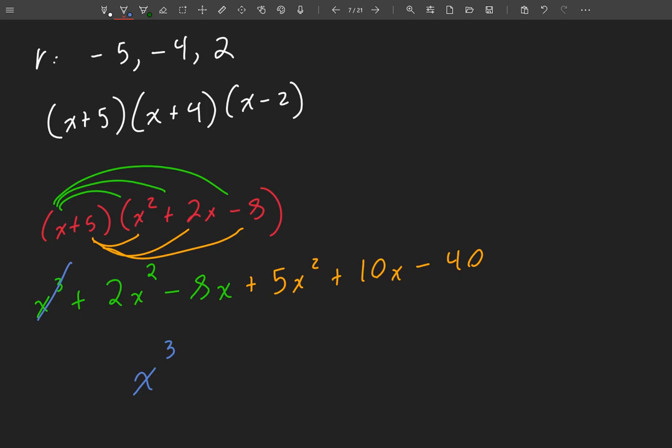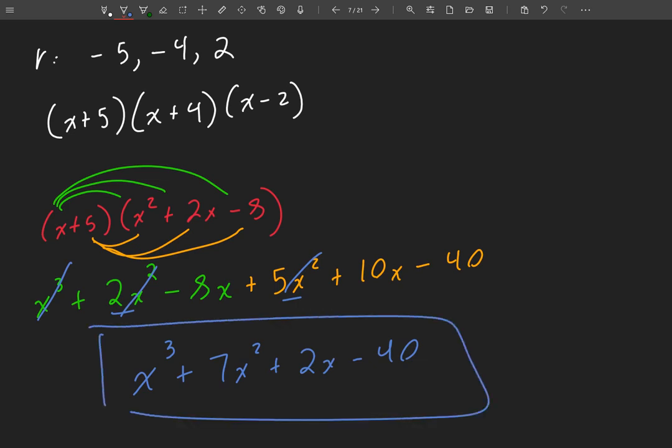All right, how many x squareds do I have? Well, there are 2 terms, this one and this one. I have 2x squared and 5x squared. That gives me a total of 7x squared. I'm going to cross them out because I've used them. Now let's look at the x's. I have -8x and a positive 10x. That gives me a positive 2x and then minus 40. And now I have placed my polynomial into standard form. Notice the degree is in fact 3 because I had 3 pieces to begin with and 3 roots. And according to the fundamental theorem, that's what it should be.